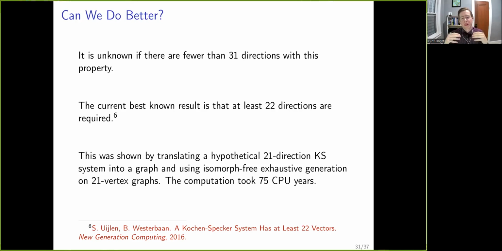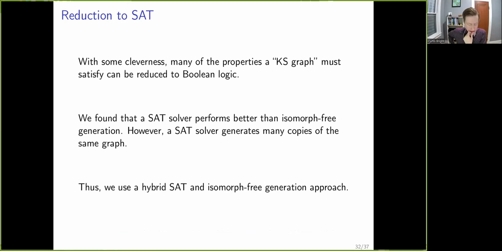Basically, what they did was they took a hypothetical 21 direction KS system, translated it into a graph, proved some properties the graph must satisfy, and then ran an isomorph-free exhaustive generation over all 21 vertex graphs with those properties. Now the problem is this takes a very long time because there are so many 21 vertex graphs, even subject to the properties that they showed the graph must satisfy. And so the computation took, I believe, 300 PCs running for 3 months, altogether like 75 CPU years, right? Huge computation. So this is where I started thinking.